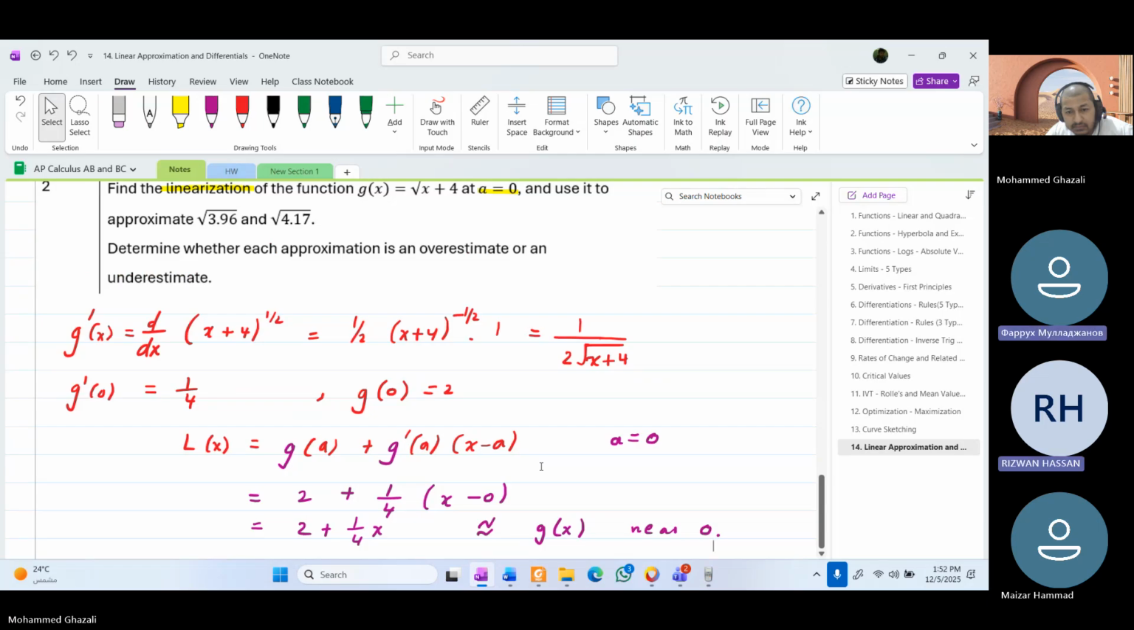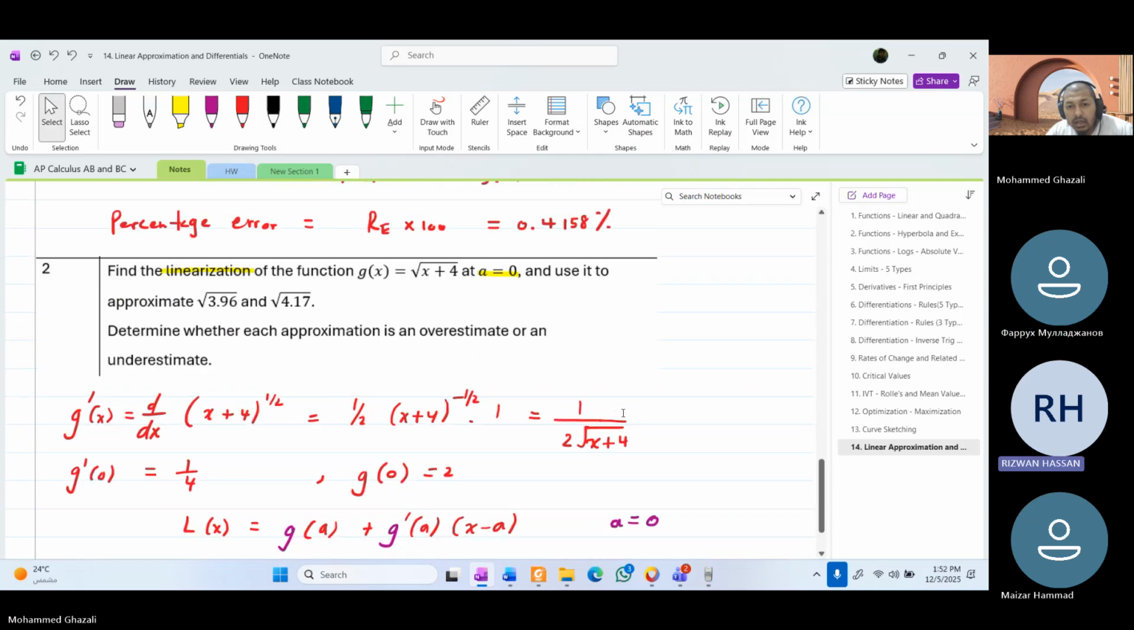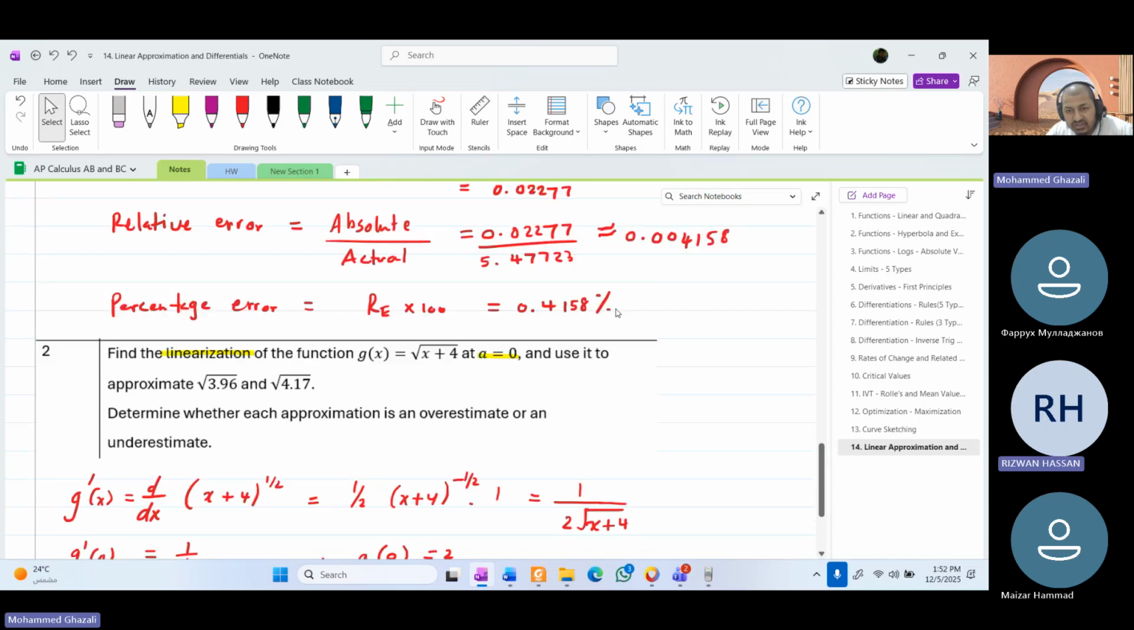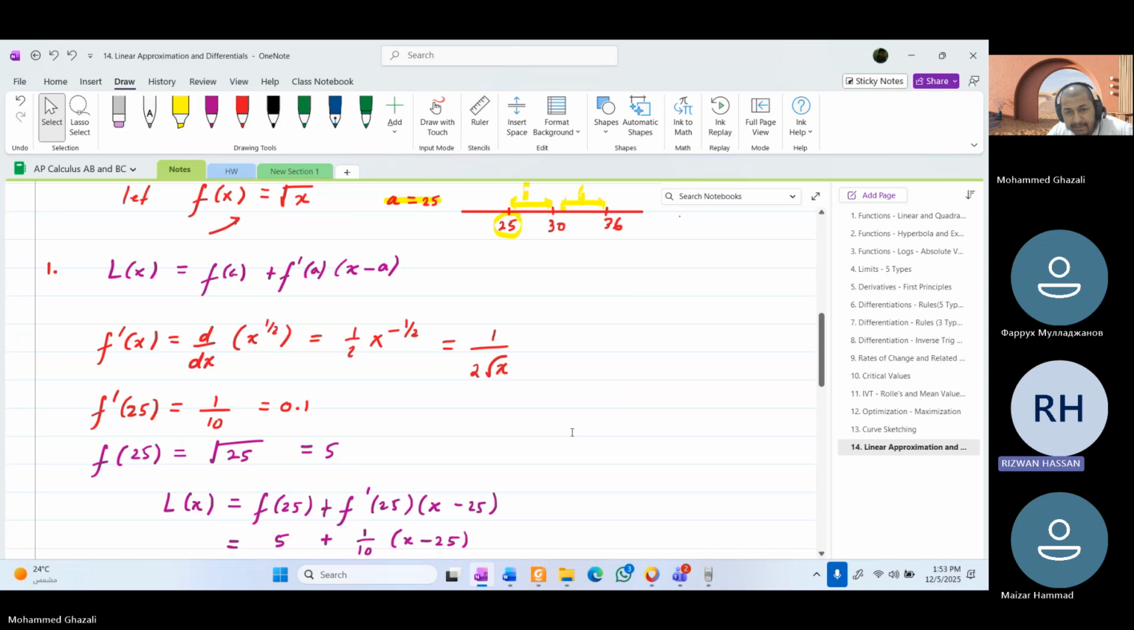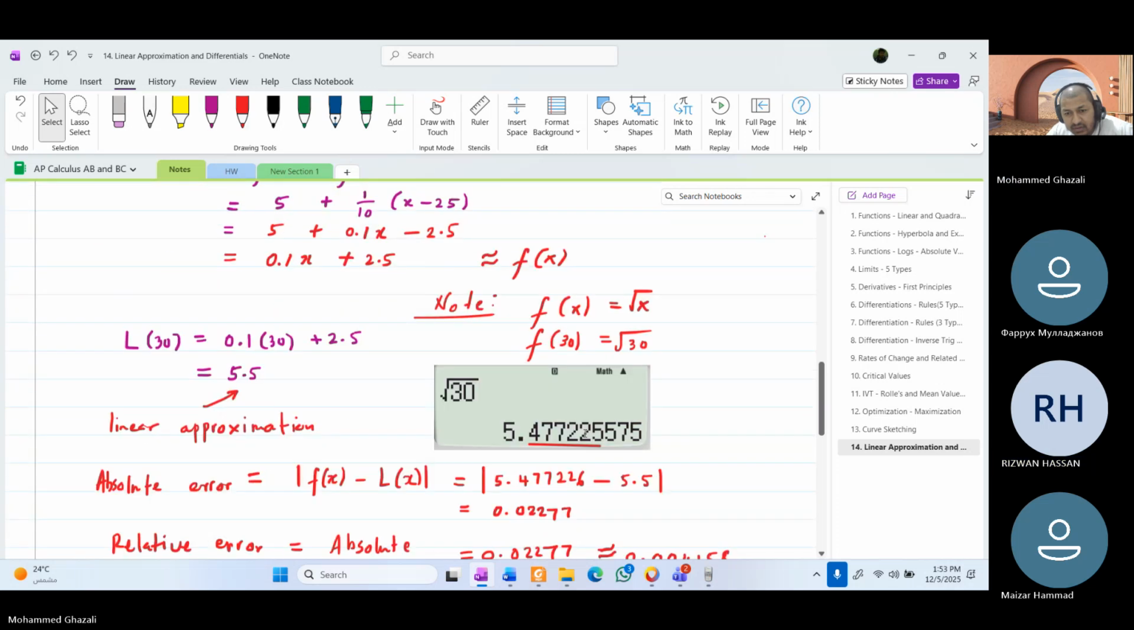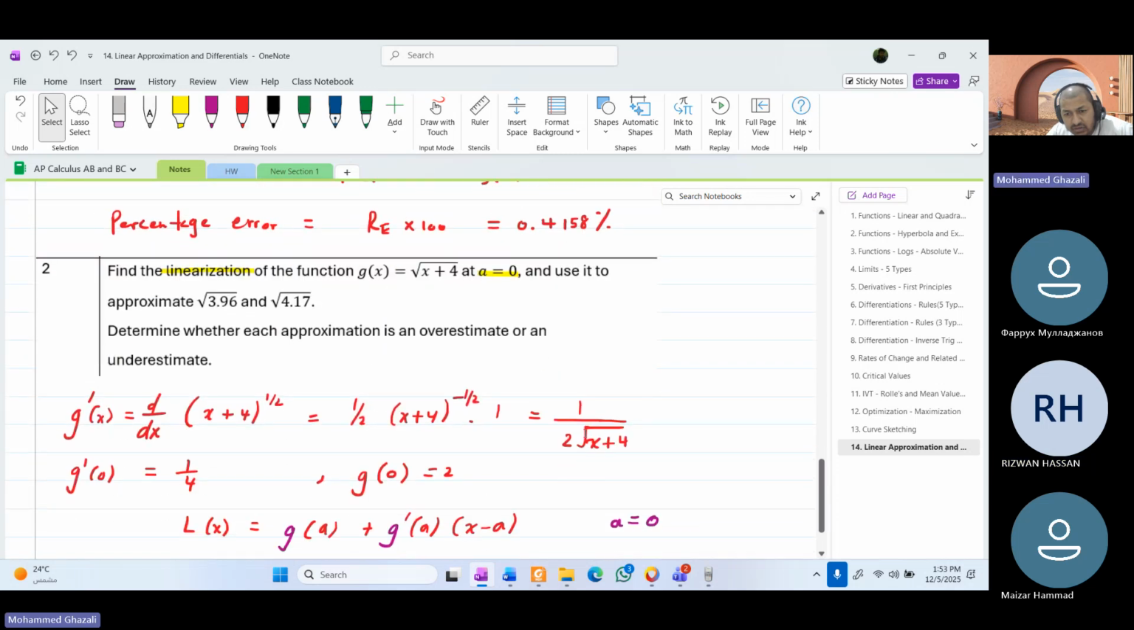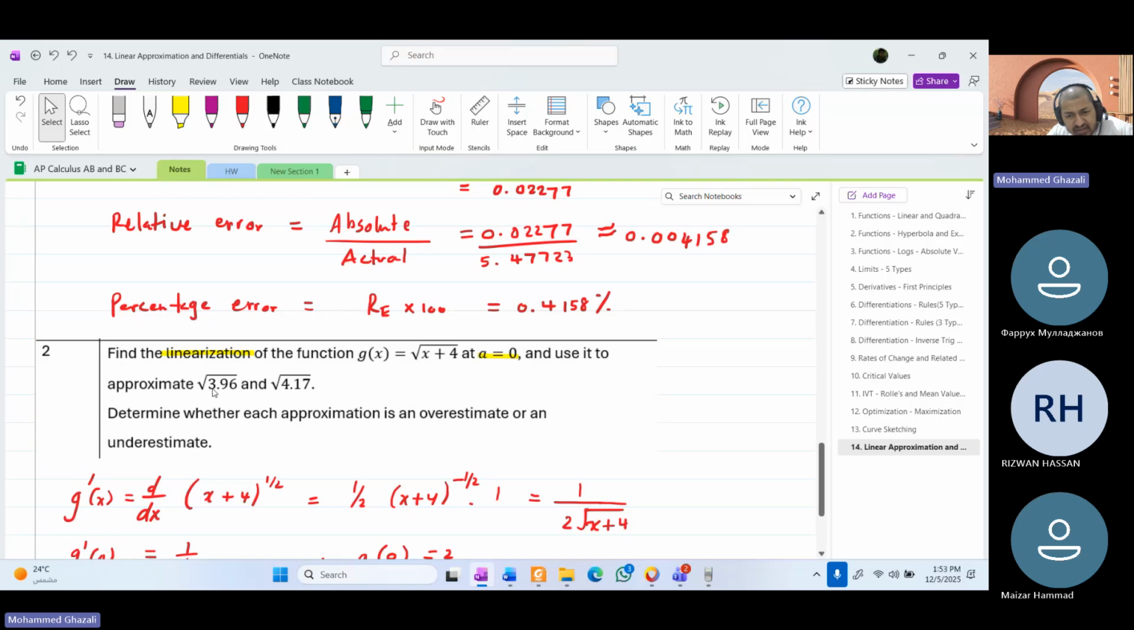Wait, Mister, what do you mean near 0? Are you saying that it cannot be 0? No. You see, like this one here, when we substituted 25, we were getting an approximation. Near is as close as possible. Okay. Should it be near 0 and use it to approximate?